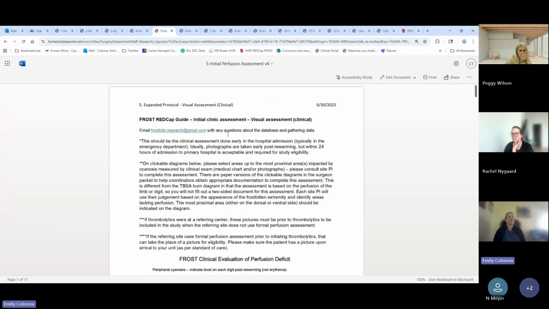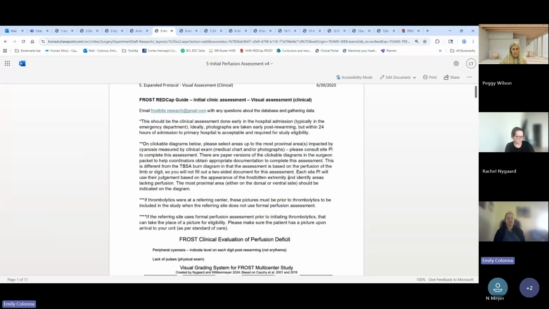Survey 5 is looking at the initial clinical assessment. This is the visual assessment where you're going to share de-identified photographs with us. We'd like these photographs within 24 hours of admission. If you have some questions on the soonest photos available and what you have, feel free to reach out to us.